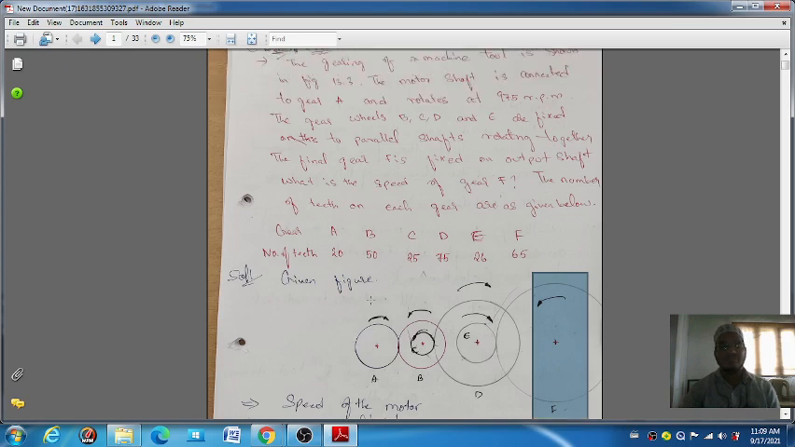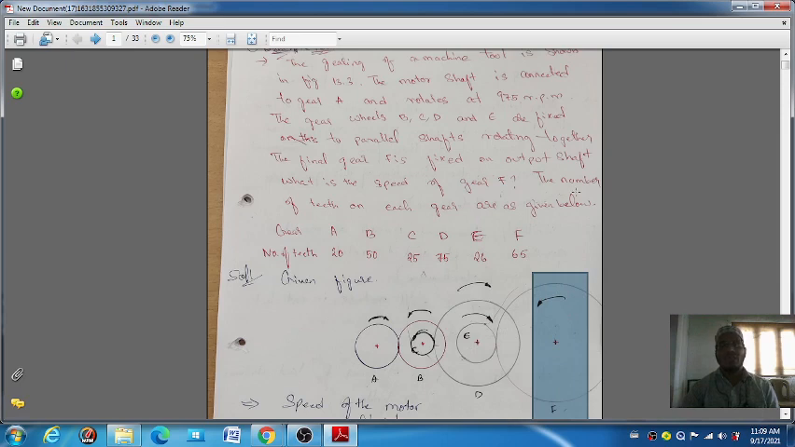So these shafts are connected in parallel, and they are all meshed with each other. Next, it says to find the speed of gear F, which is fixed on the output shaft. The final gear F is fixed on the output shaft. What is the speed of gear F? The initial speed is 975, but the speed of gear F is not given, so we have to calculate it. The question is asking for that.